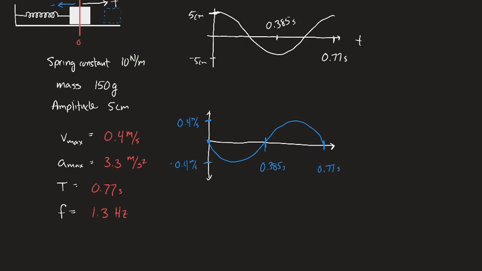0.77 seconds. Now, that, of course, signals the end of class, but I would hope that you guys now have enough skills to understand that this should have been negative 3.3 meters per second squared. This is 0.385 seconds, and this is also 0.77 seconds.